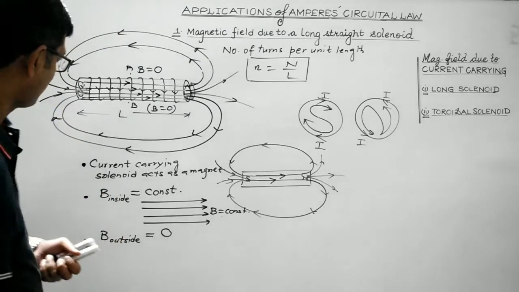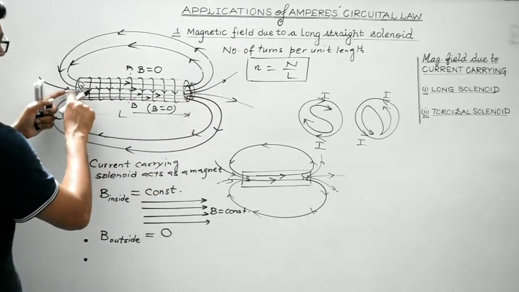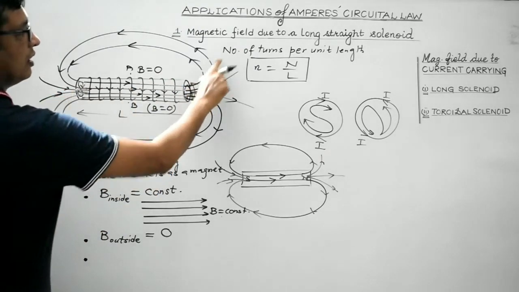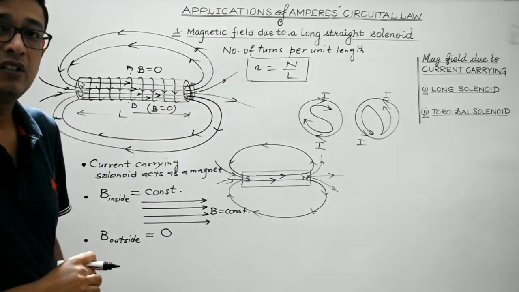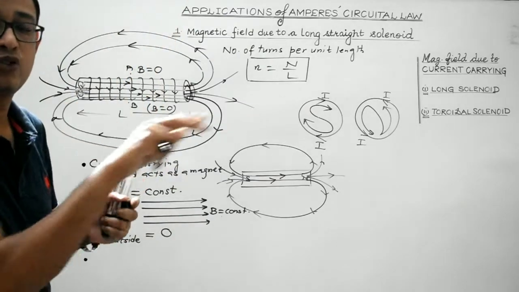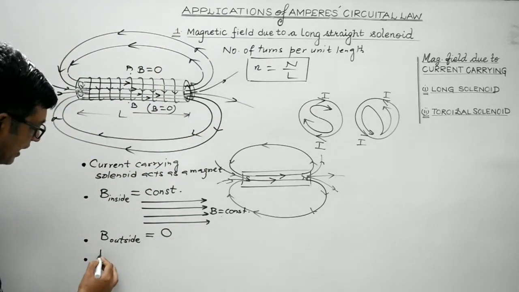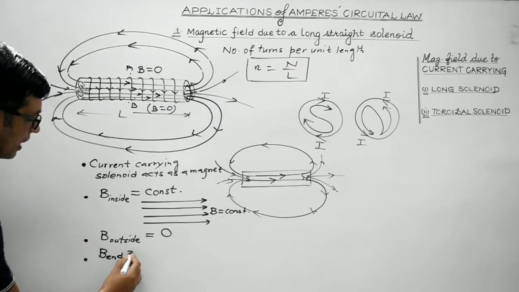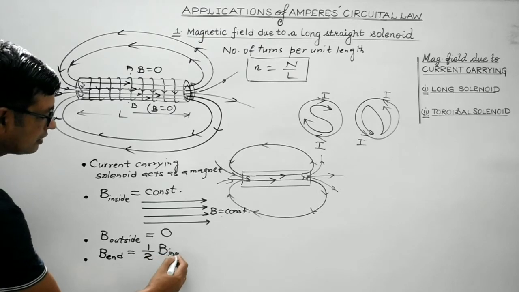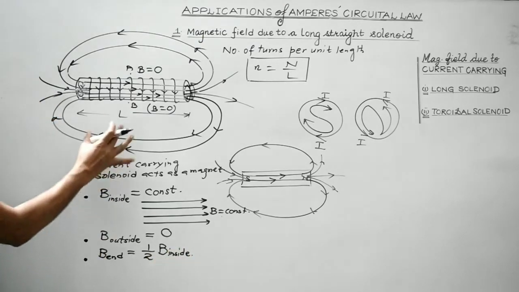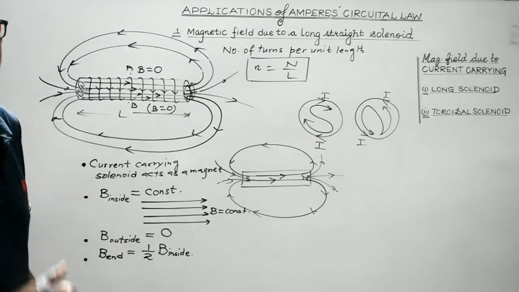Clear, students? Fourth point. At the end points, students, these are the end points. At the end points, we can resolve the field line into two components. So the contribution to horizontal as well as vertical would be half. That is, what I mean to say is that at the end points, the magnetic field is half the magnetic field inside the current carrying solenoid. So these are four very, very important points which we need to remember, right?